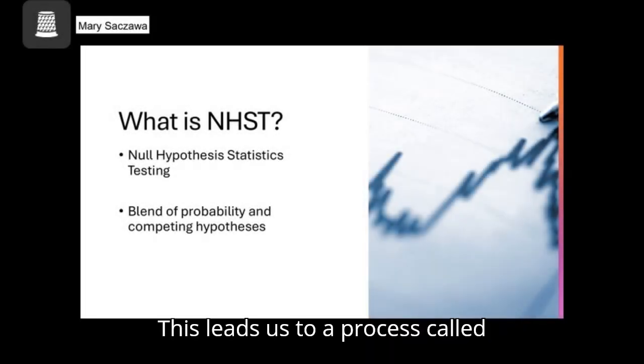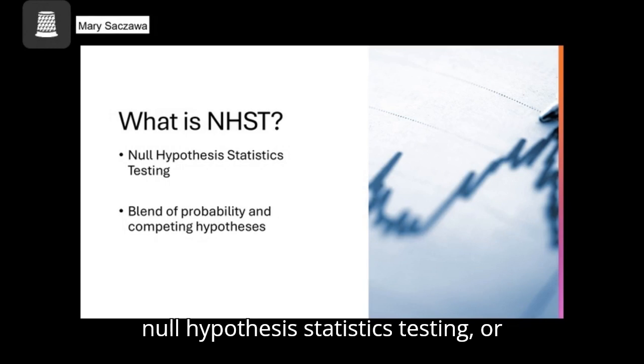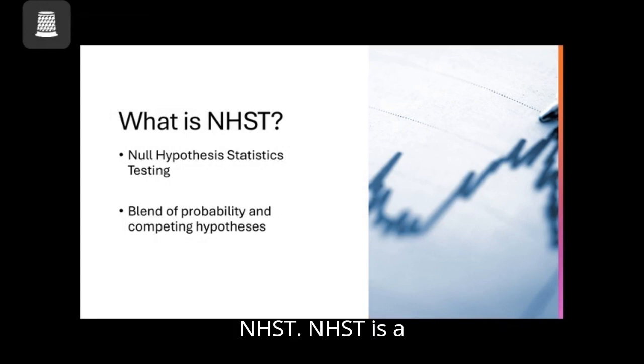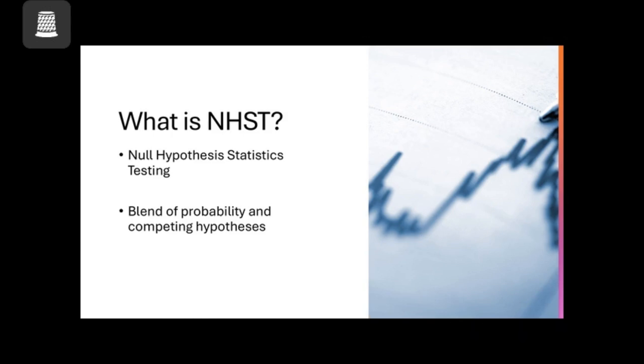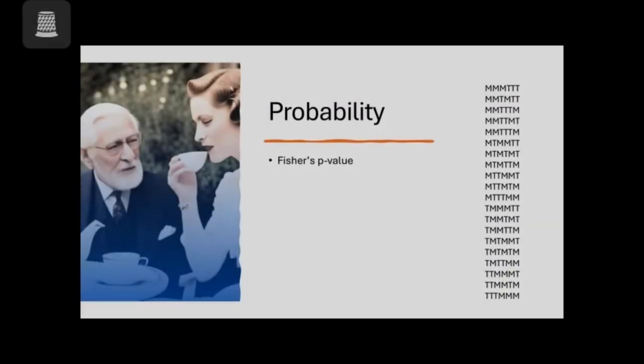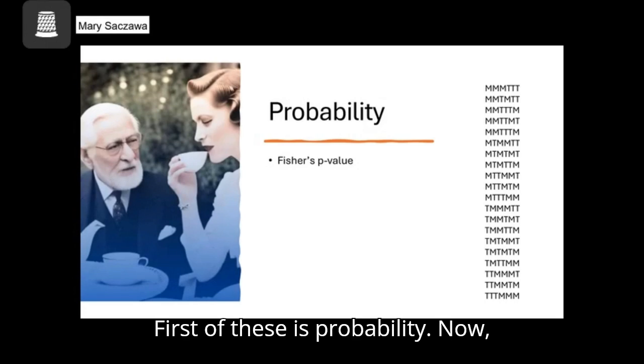This leads us to a process called null hypothesis statistics testing, or NHST. NHST is a blend of two different approaches, probability and competing hypotheses. First of these is probability.